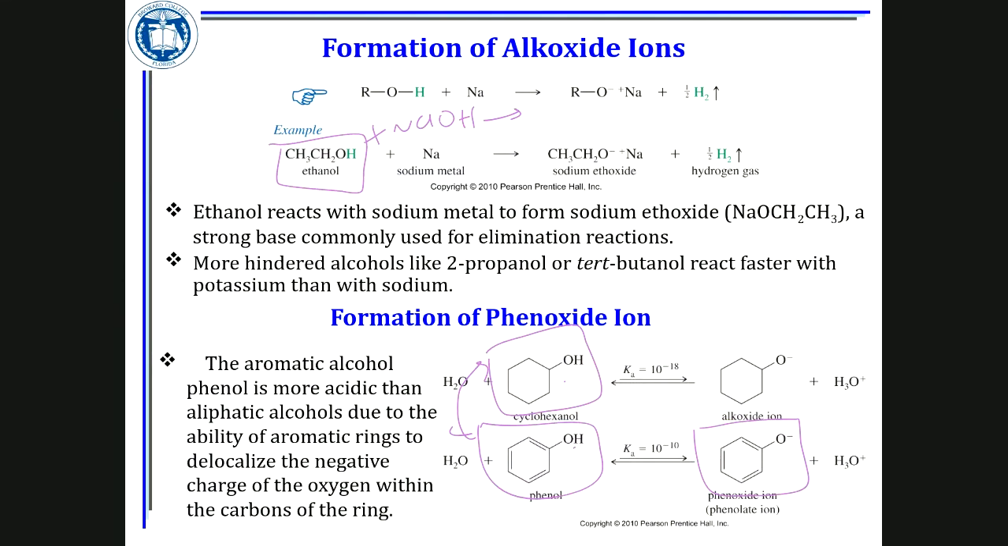Both methanol and ethanol are very weak acids, because the pKa for ethanol and methanol, you saw in the previous slide, is just like water. Water is not an acidic compound. The pKa for ethanol was 15, even less acidic than water. So ethanol is a weak acid, a very weak acid.